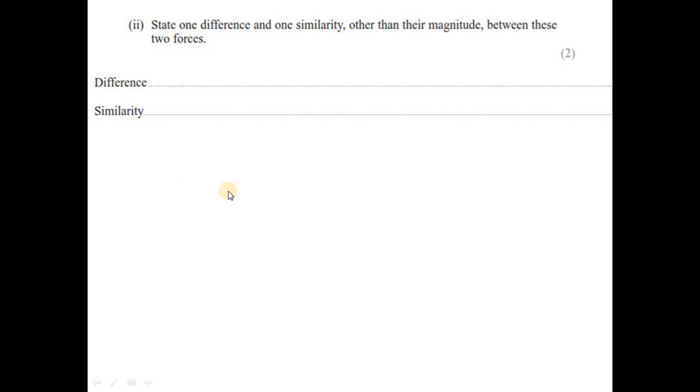State one difference and one similarity other than their magnitude. If you recall all those four points that I mentioned, you need to write one similarity and one difference other than magnitude. So you can write like that. Difference is they must act on a different object, and similarity, they must be of the same type of forces.